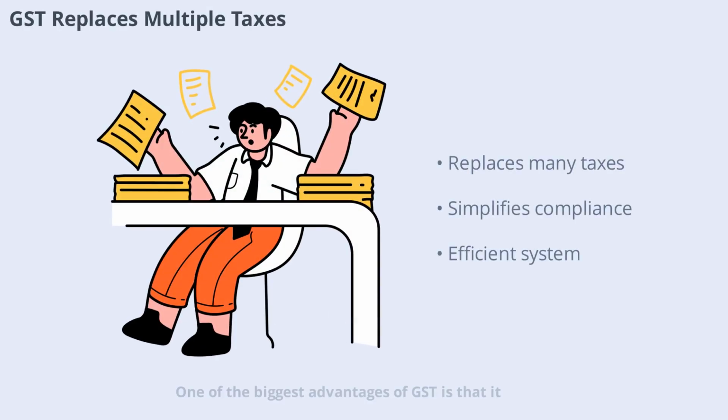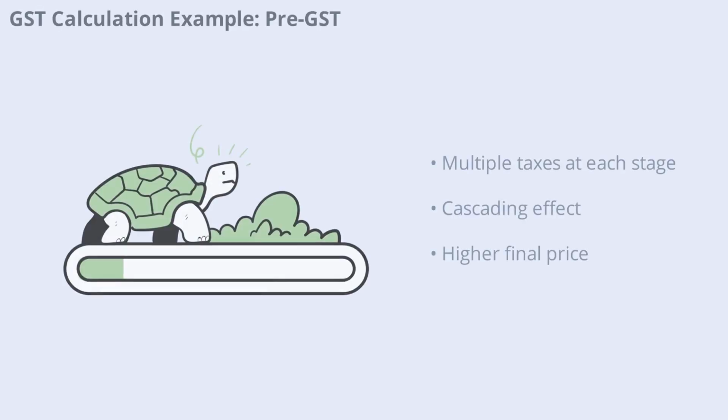One of the biggest advantages of GST is that it has replaced a wide range of central and state taxes. These include excise duty, service tax, VAT, central sales tax, luxury tax, entry tax, and more. By consolidating these taxes into a single system, GST has made tax compliance simpler and more efficient for businesses and individuals. Understand the impact of GST?